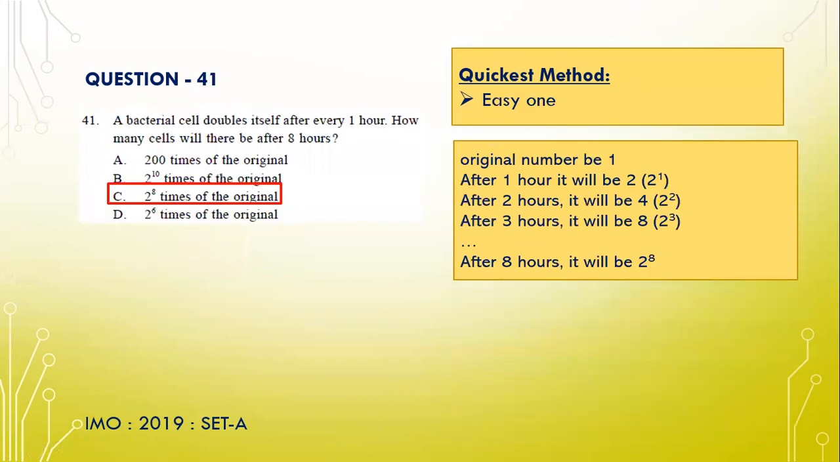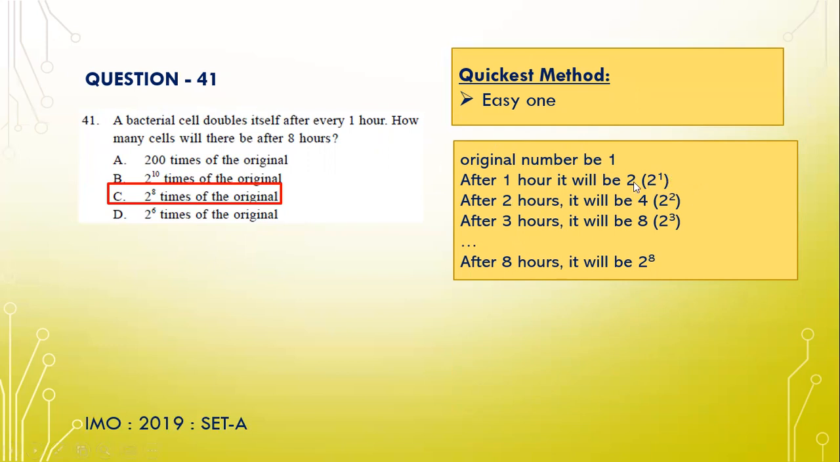A bacterial cell doubles itself every 1 hour. How many cells will there be after 8 hours? Which is a simple one. So the original number is 1 bacterial cell. After 1 hour it will be 2, because it has split itself, it has doubled itself. So after 1 hour it will be 2, which is 2 raised to 1.